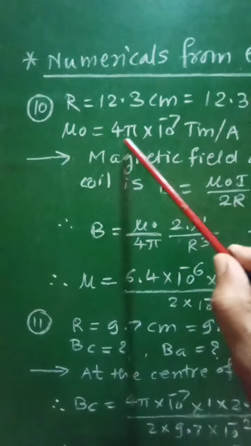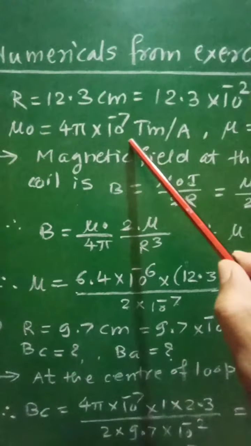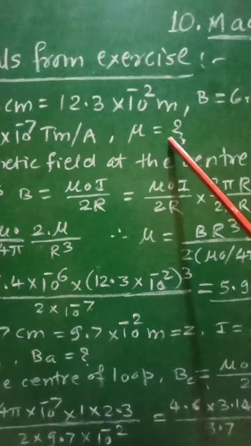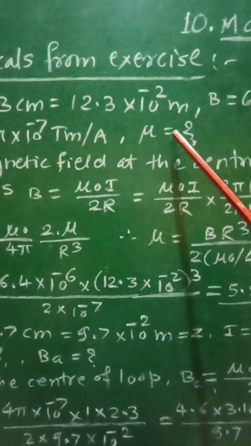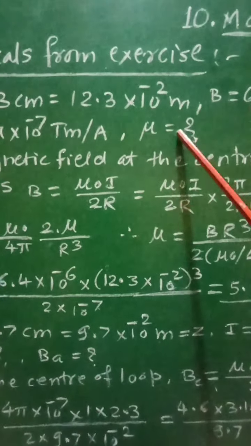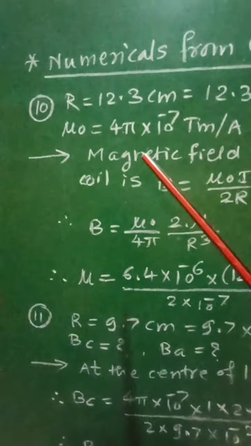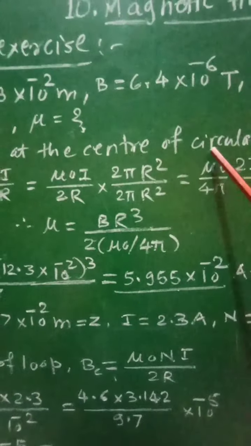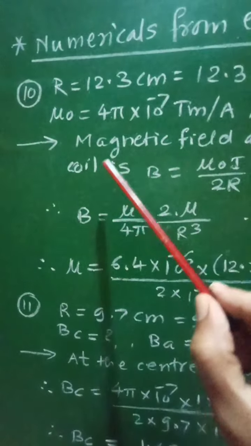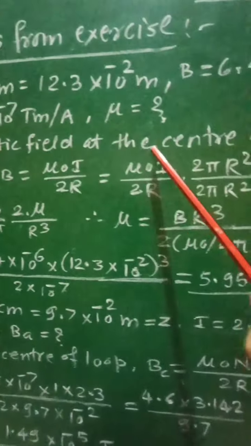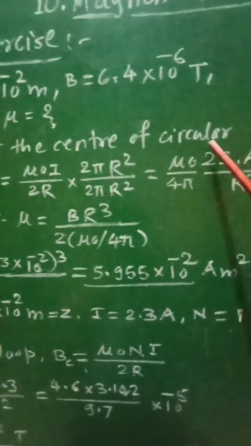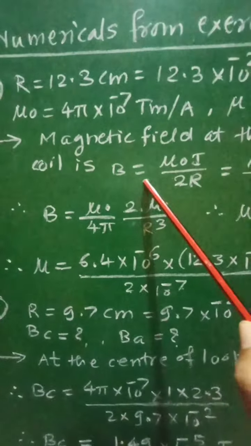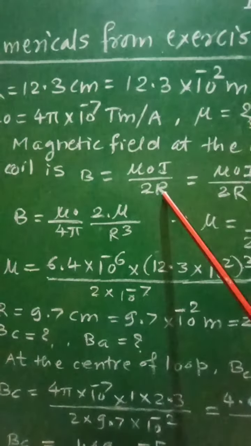Then value of mu 0 equal to 4 pi into 10 raised to minus 7 Tesla meter per ampere, and mu is equal to question mark, that is magnetic moment. Then the magnetic field at the center of the circular coil or circular loop is given by the formula B is equal to mu 0 I upon 2R.